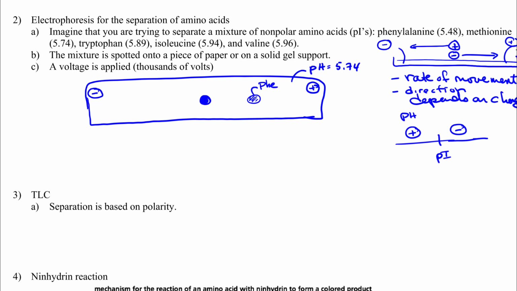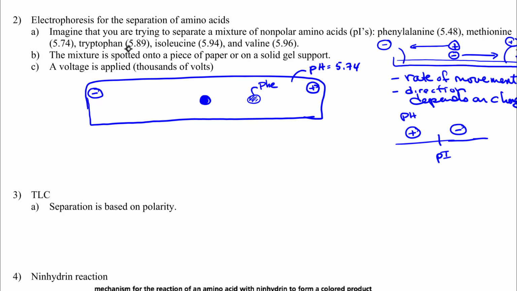On the other hand, the other amino acids will move in the other direction because the pH is below all of their PIs, if I set it up right. Yeah, they're all below the PI. So that means the tryptophan and the isoleucine and the valine will actually all move left. Okay, because they're going to be positively charged at that pH. I think I did that right.